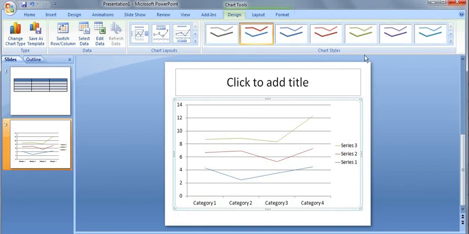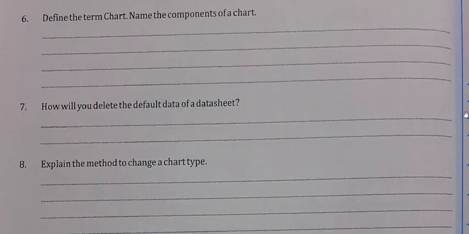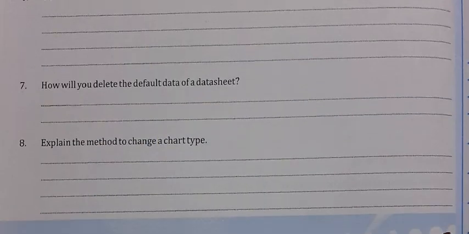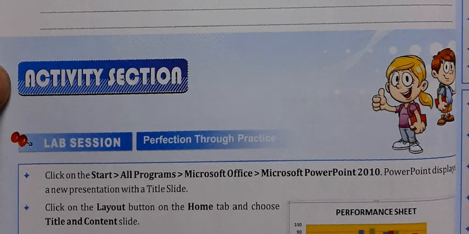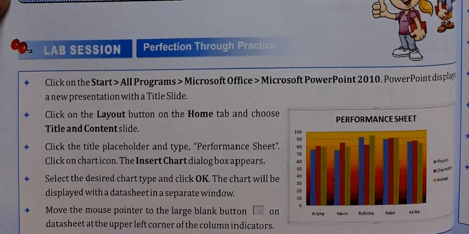So I will send you the PDF of all these questions and answers. Let's see anything else. Activity section. Okay, so do all these activities also at your home if you have the system. Practice all these things, because practice makes a man perfect. Do practice of all these things, and it is very easy.